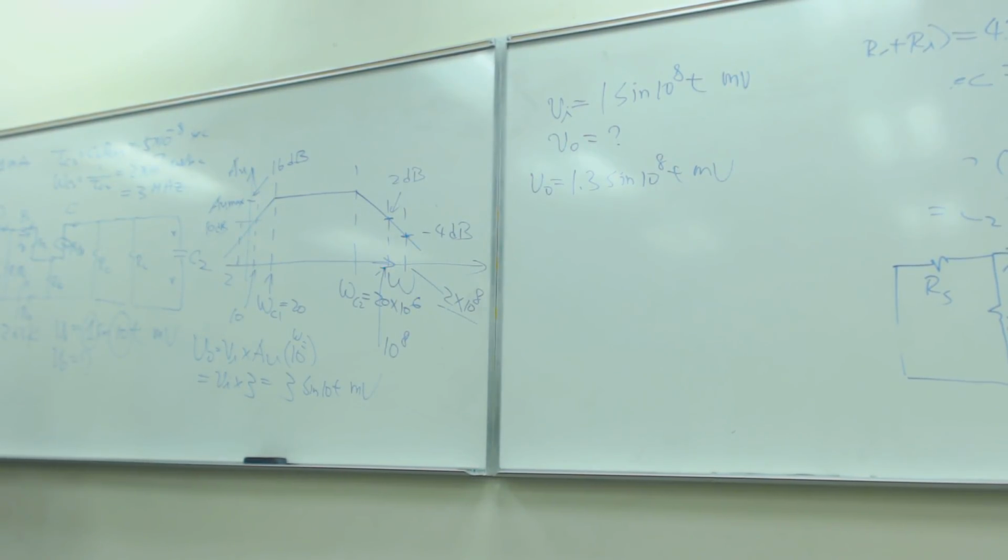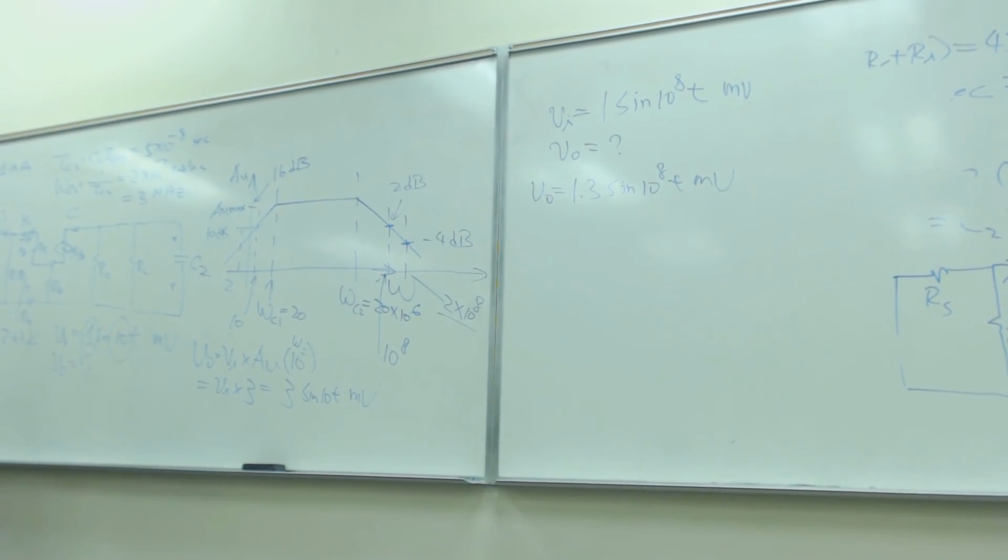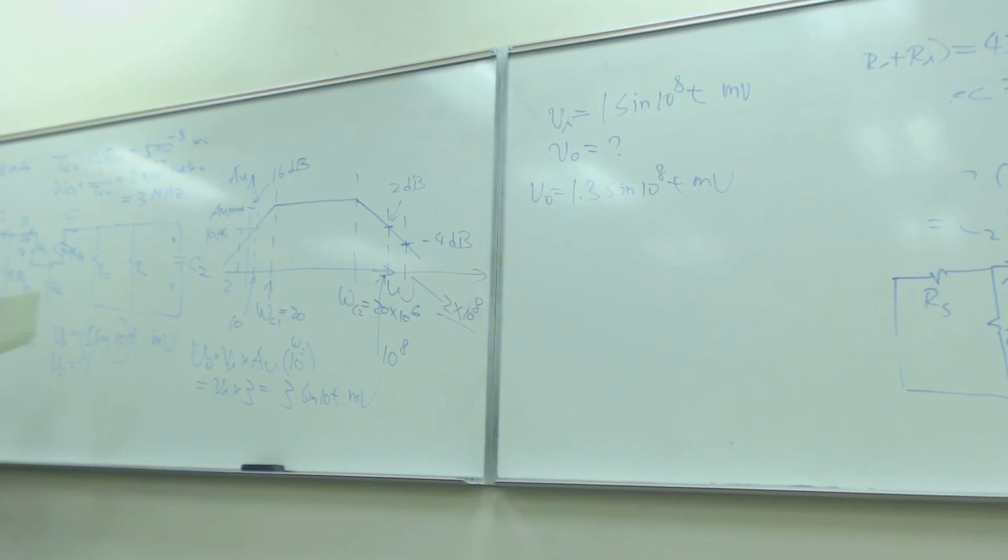Okay, we stop here. Next time we're going to do more examples, but next time the capacitors will be going up. So we're going to see 3 capacitors. At the end of the semester, maybe we'll see 4 capacitors.